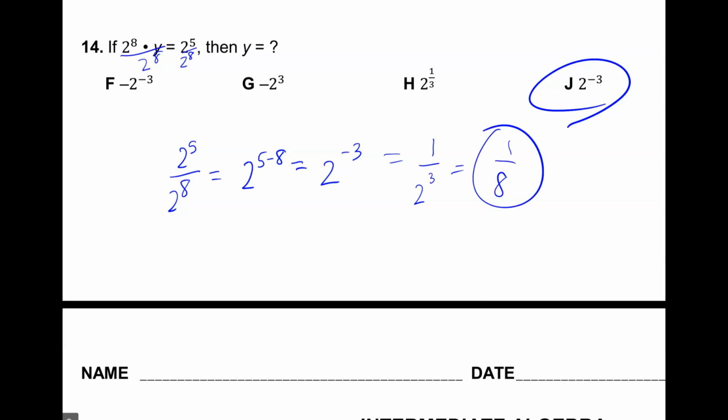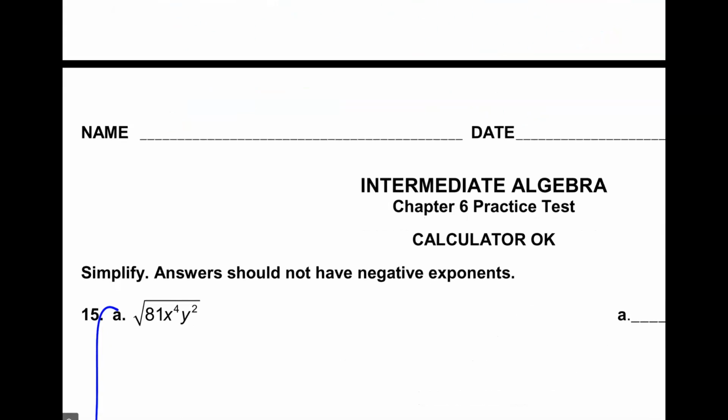How many multiple choice are there? Couple? Some? I don't know. 3, 8, 9. I don't know, like 4 maybe? I forget. There's a handful.